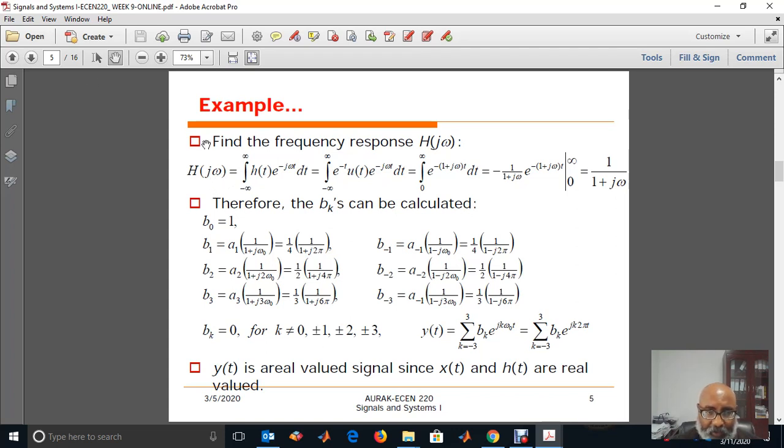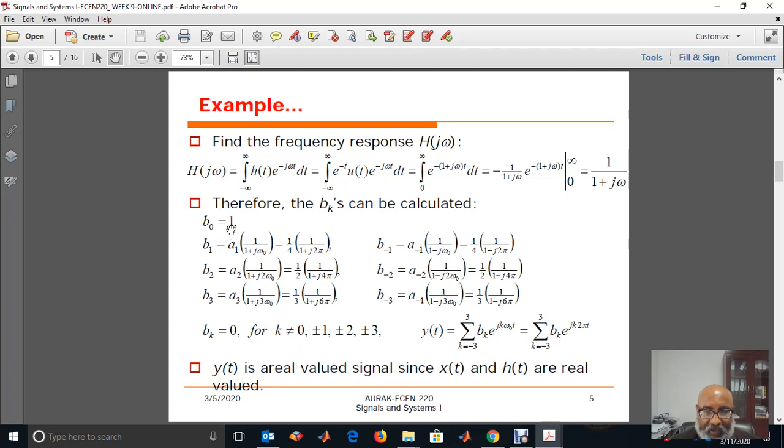at the first frequency omega naught. Omega naught in this case is 2 pi, at 2 times omega naught, which is 4 pi, at 3 times omega naught, which is 6 pi. You see, this is what I did here. I found B1 at omega naught. B1 is A1 times 1 over 1 plus j omega naught. A1 is 1 over 4, and 1 over 1 plus j2 pi. B2 is A2 times 1 over 1 plus j2 omega naught. 2 omega naught is j4 pi, and so on.